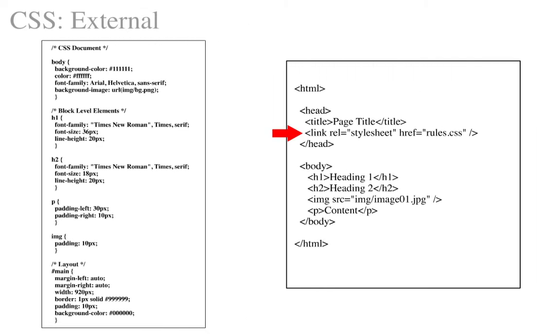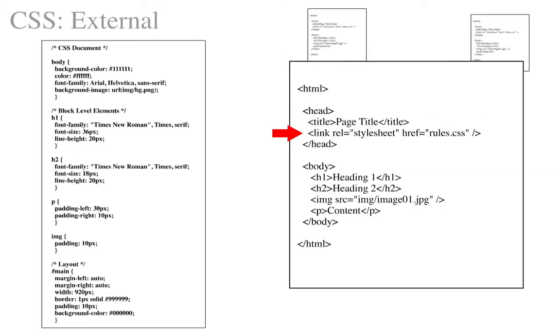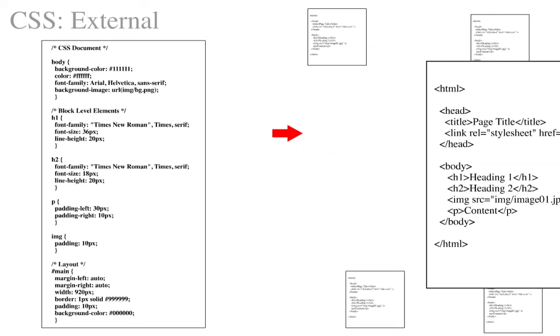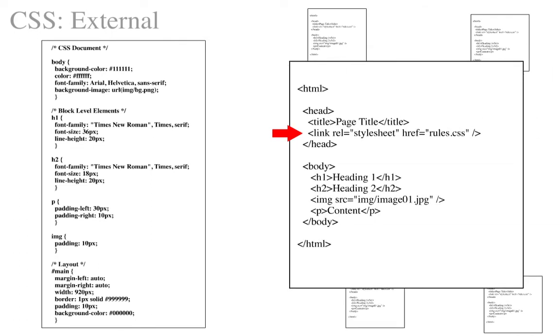Next, create a link to the style sheet document from within each web page that you want to apply the style sheet to. You do so by using the link tag. The rel attribute defines the link document's relation to the current document, a style sheet. The href, or hyperreference attribute, provides the URL to the style sheet document.